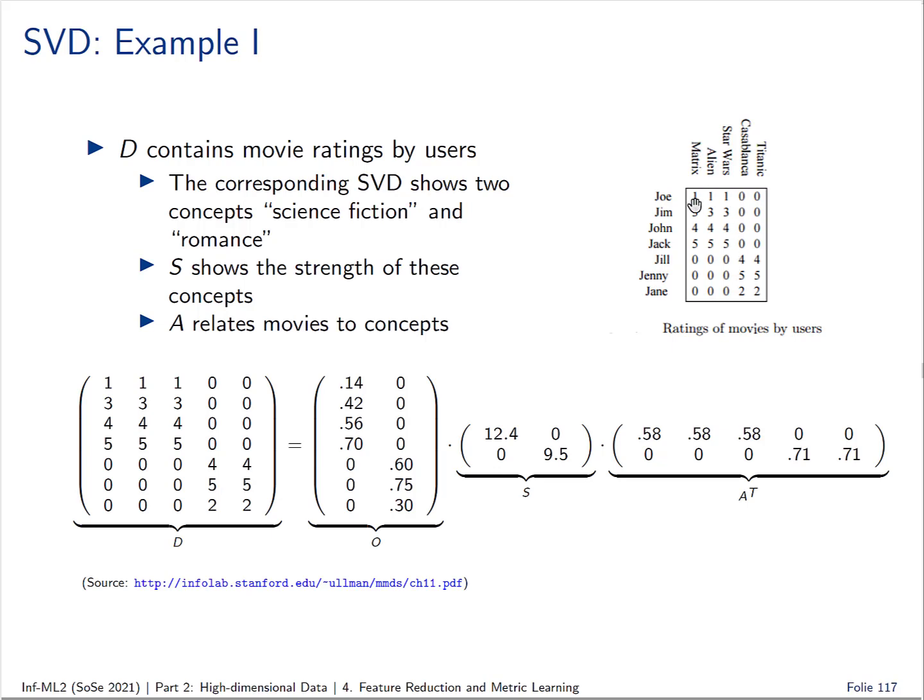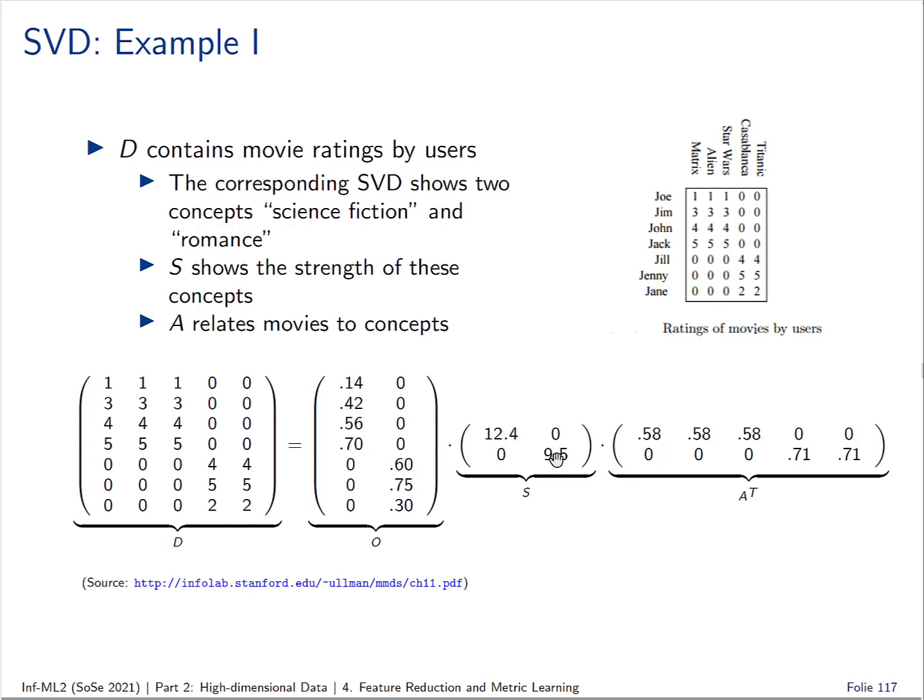If we take this data matrix, that is the same data matrix D as here, the ratings of Joey, Jim, John, Jack, Jill, Jenny, Jane, and the corresponding movies. If we compute the singular value decomposition of this data matrix, we get exactly this one here. So U will be this one, S will be this one, and V transposed will be this one. So what do these 3 things actually tell us?